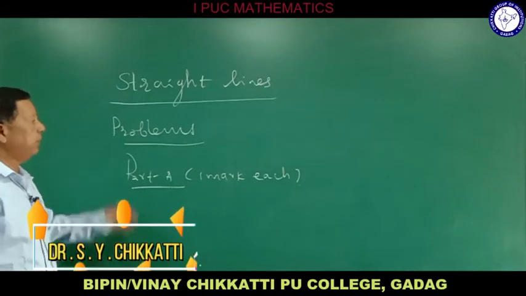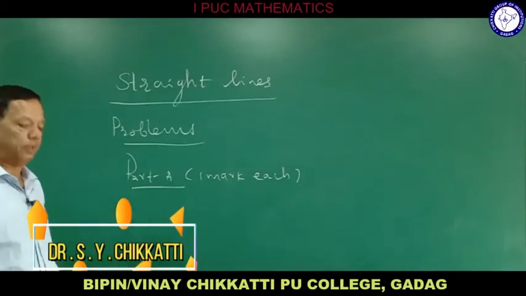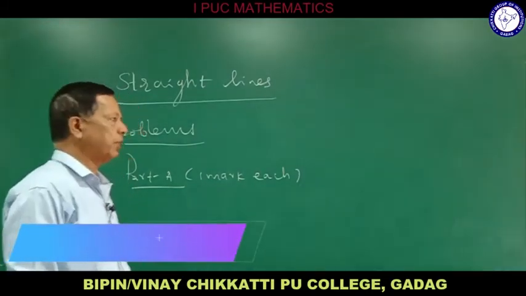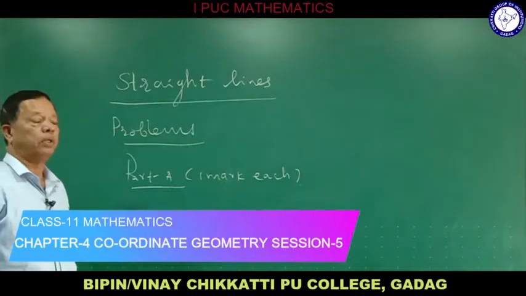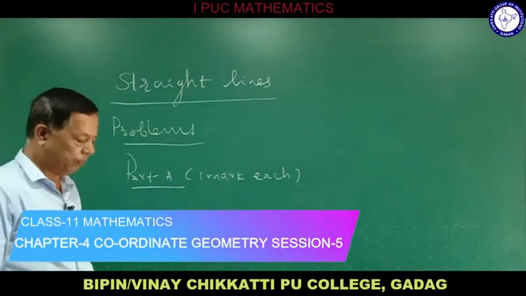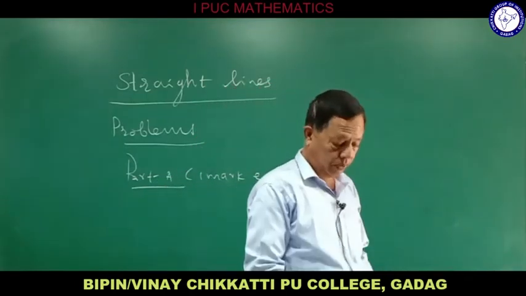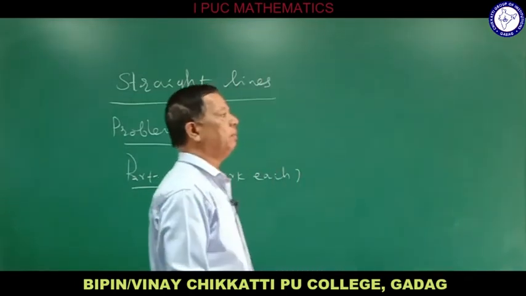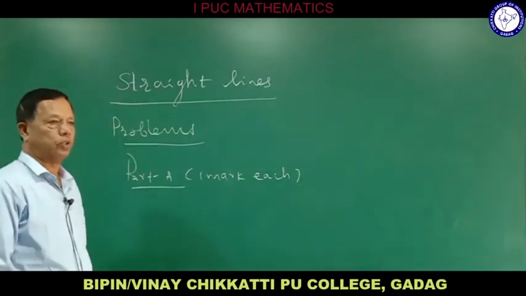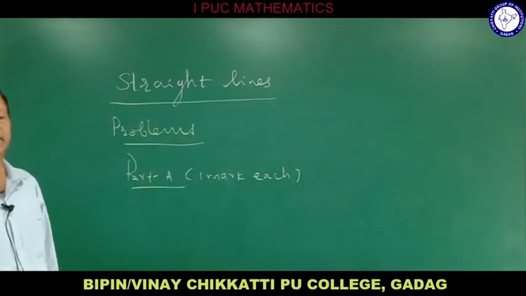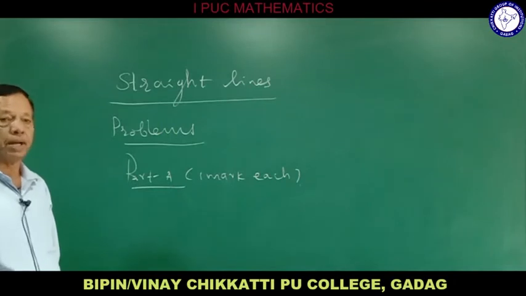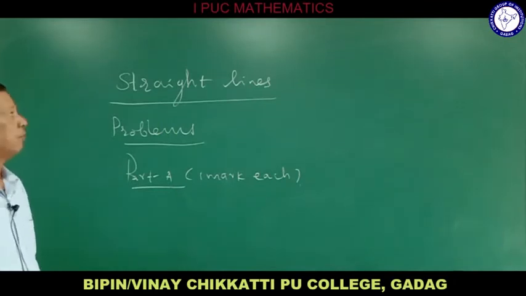Now finally we discuss all about the problems they ask in the annual examination. I already told you: in part A 1 mark, part B 2 marks with 2 questions, part D 5 marks with 1 question. Totally 5 plus 4 plus 1 means 10 marks we expect on this topic, straight lines.